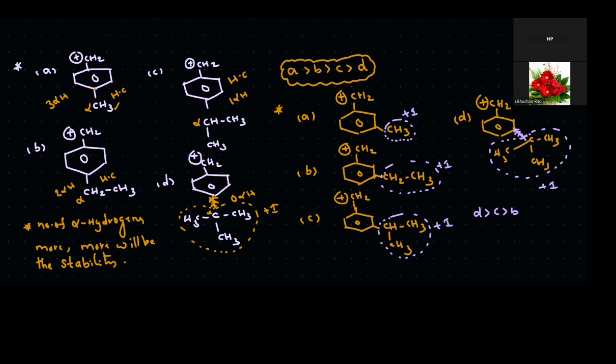Now this one is the stability of the benzyl carbocations. So this is one kind of condition. Next we will discuss other, different conditions. Next one, CH2 plus benzyl carbocation. Here one CH3 group is attached.